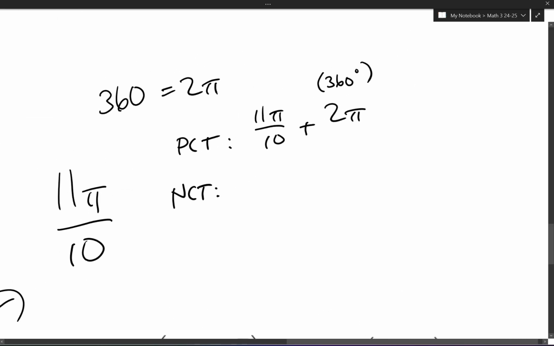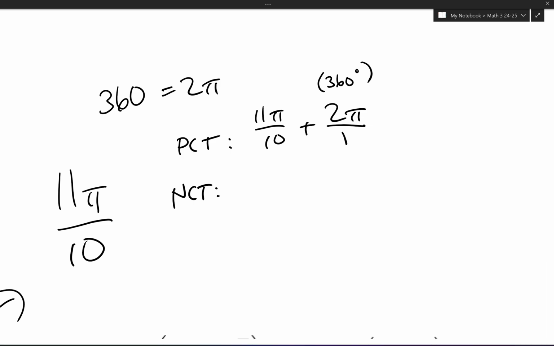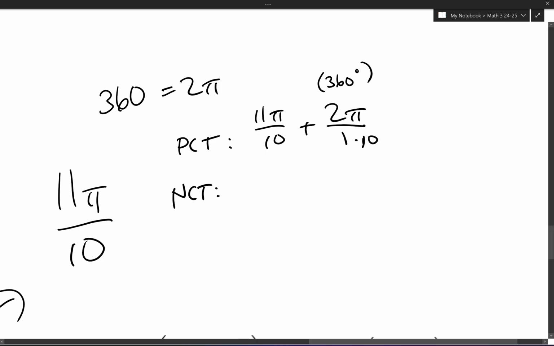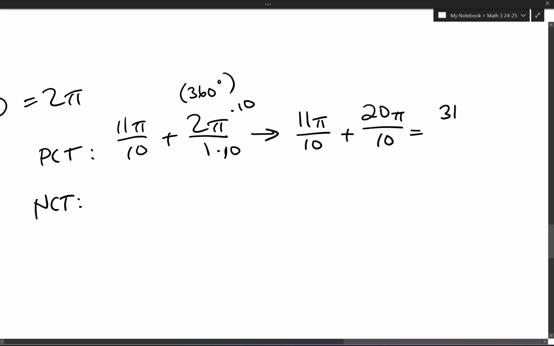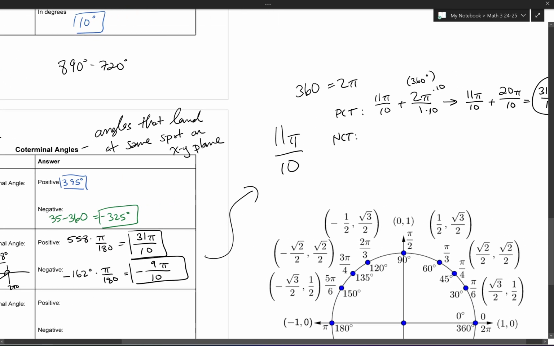Well, how do I add two things if they don't have the same denominator? Right now, the denominator is 1 of 2 pi. But I need them to have the same denominator. So how do I get 1 to be 10? I multiply it by 10. If I do that in the denominator, I got to do it in the numerator. So my new problem is 11 pi over 10 plus 20 pi over 10, which gives me 31 pi over 10. Which is the same thing we got down here.